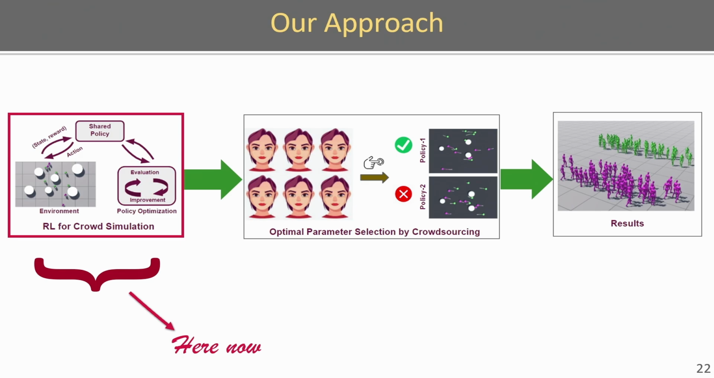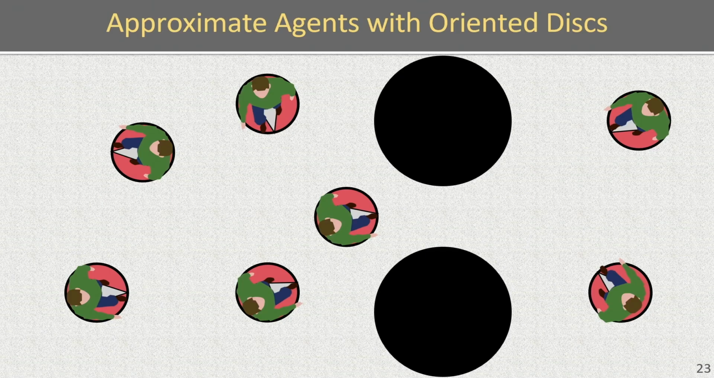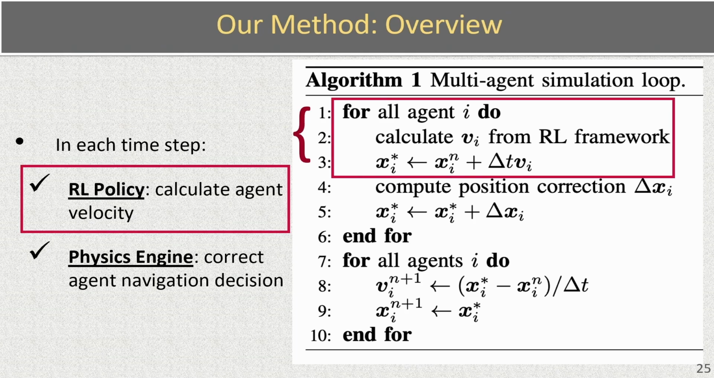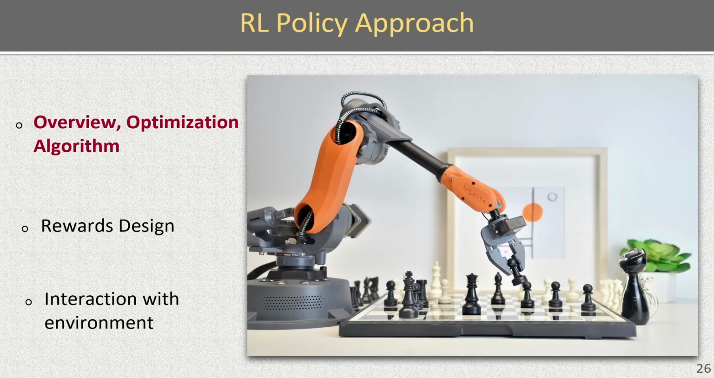Let's go deep into the reinforcement learning part. We represent our agents as circular and also static obstacles as circular. In our multi-agent simulation loop, we get the velocities from the reinforcement learning framework, which gives us velocity and angular velocity as action, and from this velocity and angular velocity we can calculate position in each time step to navigate the crowd.